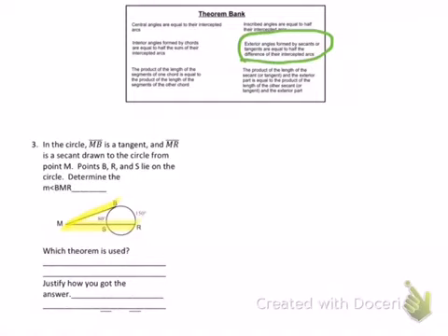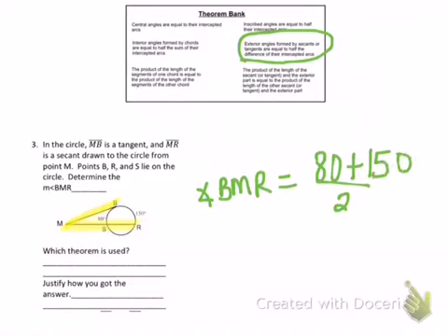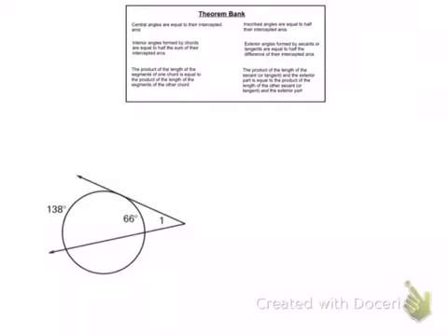So to work that out, I know the angle BMR is going to be equal to half, so I'm going to divide by 2 the arcs, the sum of the arcs, so it means to add. If I work that out, 80 plus 150 is 230 divided by 2. So the measure of angle BMR is 115. So that'd be the answer to that one. You work this one.